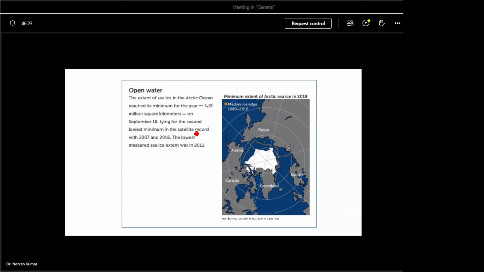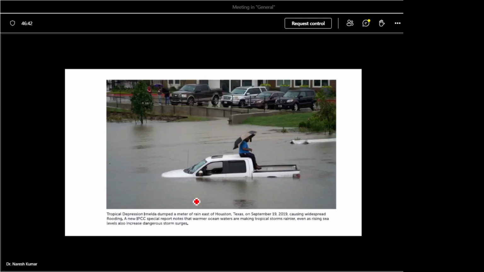This is an image from the National Snow and Ice Data Center, which is telling us the extent of sea ice in the Arctic Ocean and how much of it has shrunk. So you can refer to these. I have uploaded these slides. You may have seen such images. Unpredictable tropical cyclones dump a lot of rainwater. Even many cities in India are also facing this.